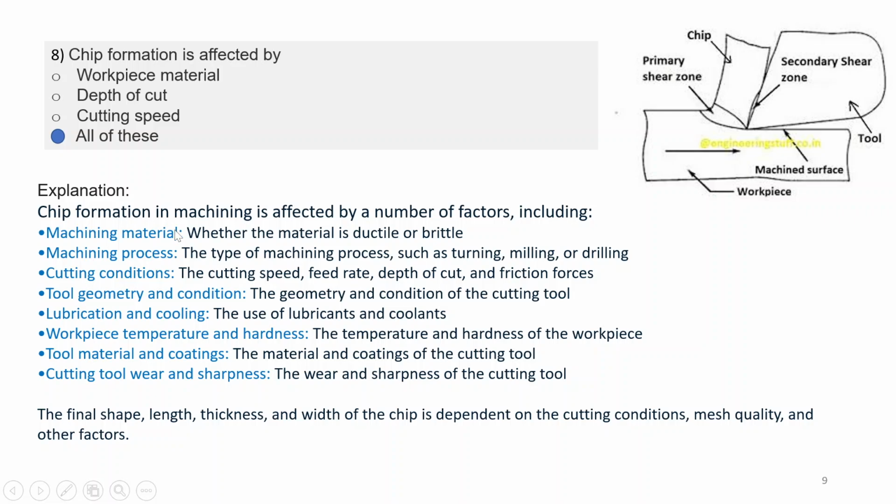Okay, so chip formation in machining is affected by a number of factors, such as the machining material. Whether the material is ductile or brittle will decide what type of chip will be formed. It can be continuous or discontinuous based on what type of material is used. Next is the machining process. The type of machining process, such as turning, milling, drilling, will also decide what type of chips will be formed.